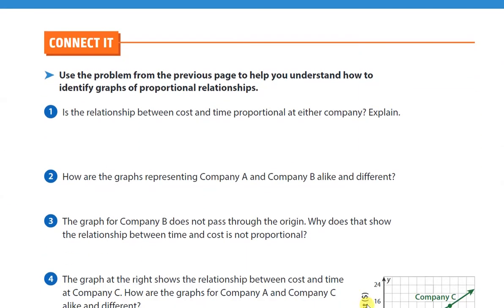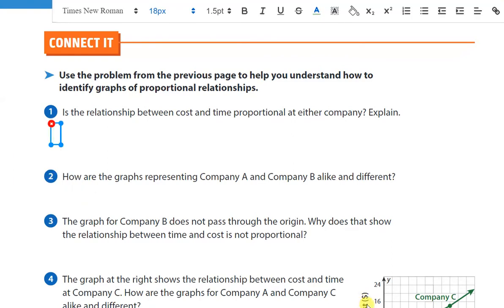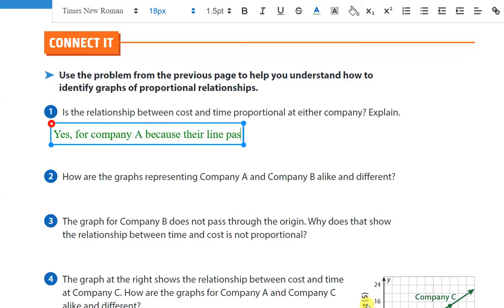Alright, let's look at what it wants us to explain about these now. Is the relationship between the cost and time proportional at either company? Explain. Well, we determined that it was for company A, right? So yes, for company A, because their line passes through the origin, which is 0, 0. There we go.